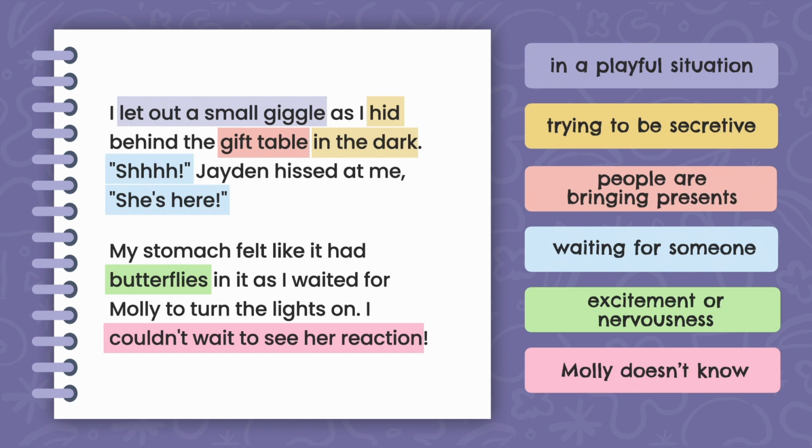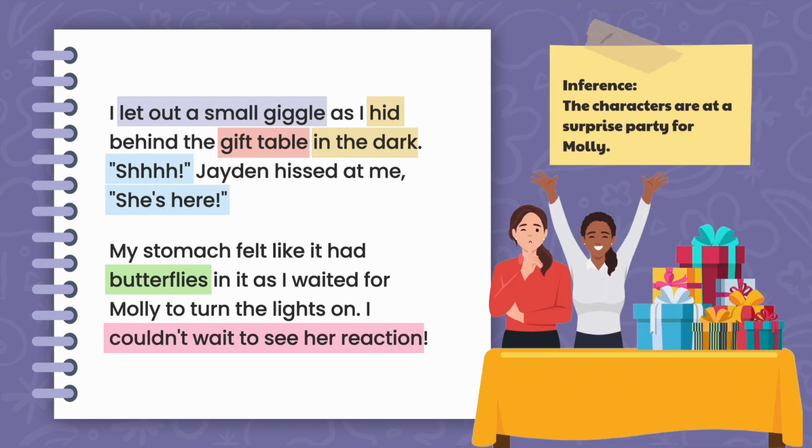Using all these clues, the giggle, the hiding, the gift table, Jaden's hushing, the narrator's butterflies, and the anticipation of Molly's surprise, we can draw the inference that the characters are at a surprise party for Molly. If you think about your own experience with surprise parties, either in your own life or from something you've seen or read, all of these details line up, don't they? So, this inference is based on combining the details from the text with our own background knowledge.